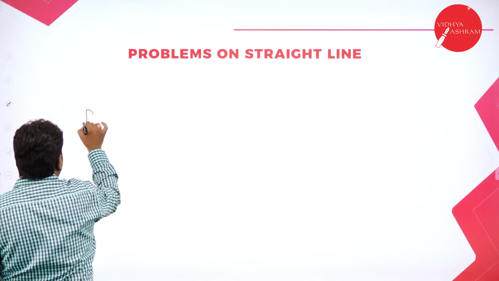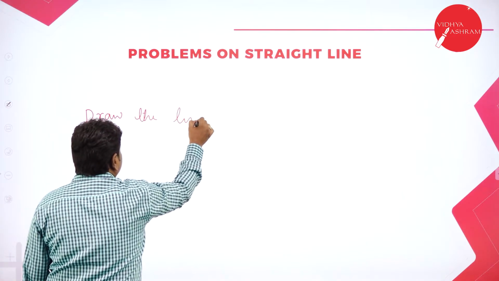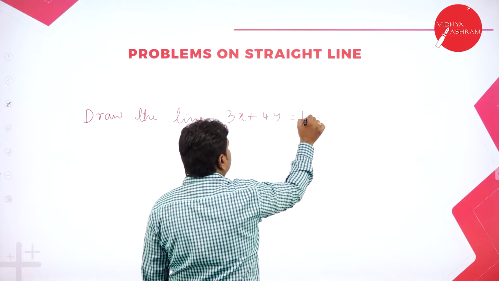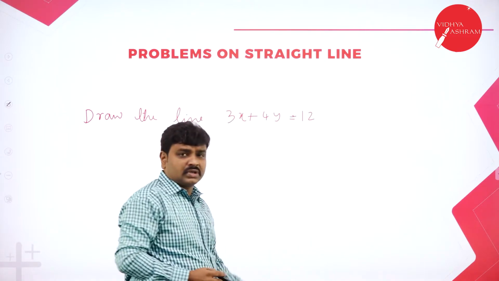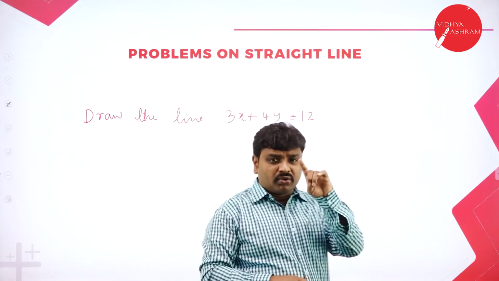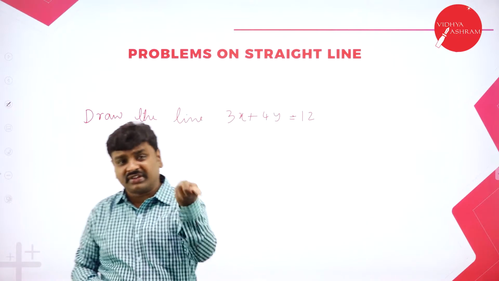Now if I ask you to draw the line 3x plus 4y equal to 12. One simple technique is, now I am going to the application of intercept form. How will intercept form help you? If you want to draw the line, you need a minimum of 2 points, or you need to know the angle made by the line with the x-axis and a point.